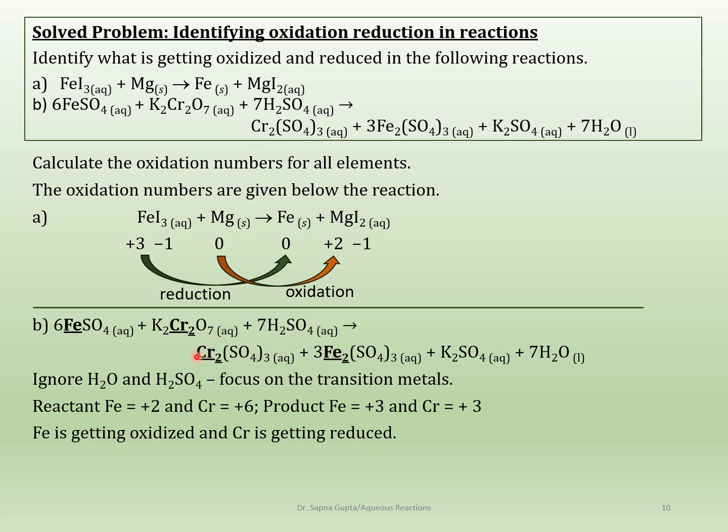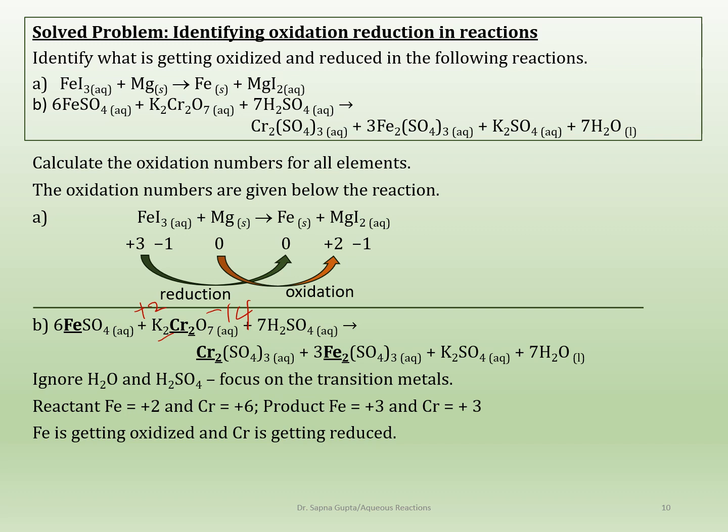So we have to calculate the oxidation numbers. Oxidation number for iron on the left hand side: for sulfate it is -2, so iron should be +2. And then for chromium, chromium is +6. How it is +6 you just have to figure out by calculation, and here is a quick calculation. Oxygen is -2, so this is -14, and then potassium is +2 because I have 2 of potassium.